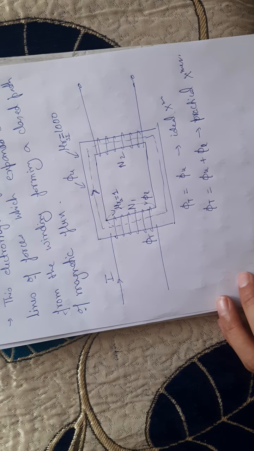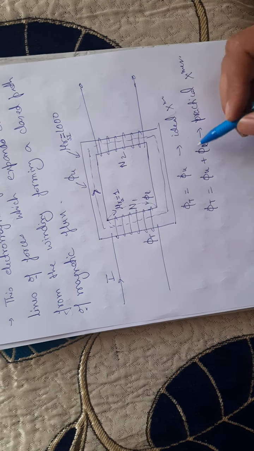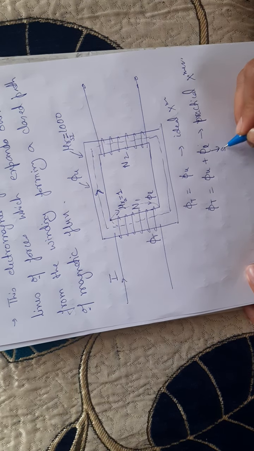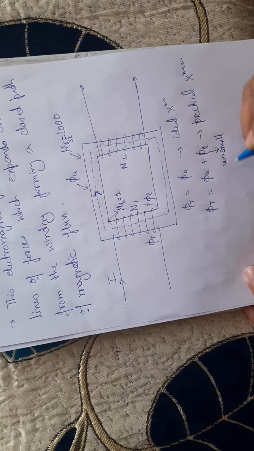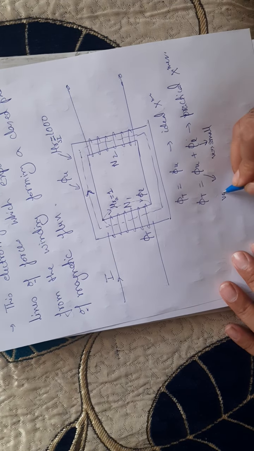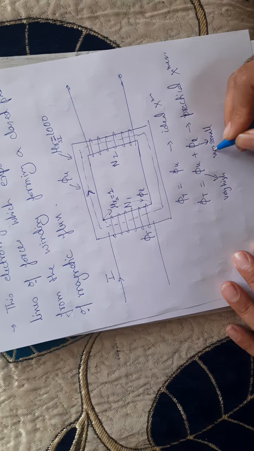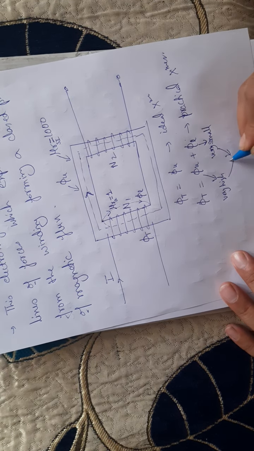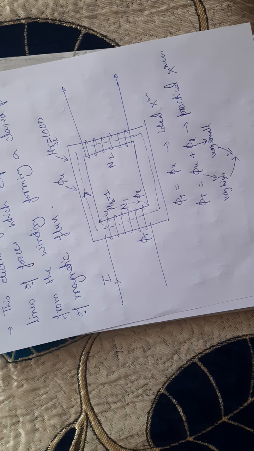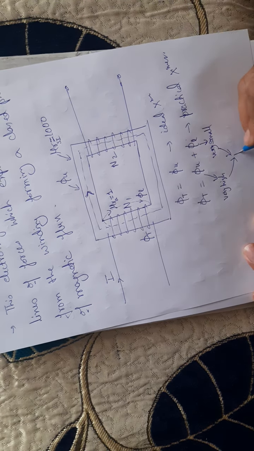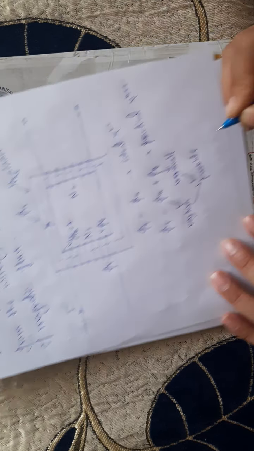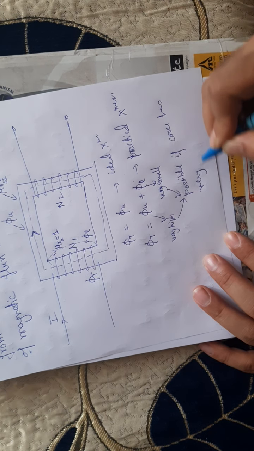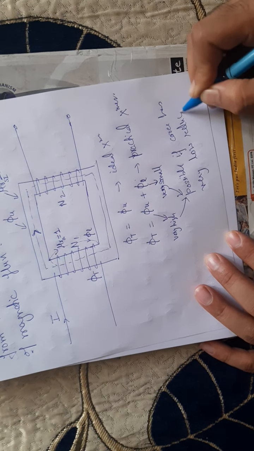Got it? Though this phi leakage is very small, and phi useful is very high, how is it possible to make the leakage flux small and the useful flux very high? It is only possible if the core has very low reluctance.